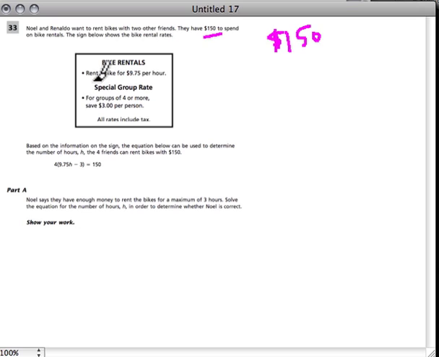Okay, so one bike, you can rent for $9.75 per hour. But the group rate, and this is for groups of 4 or more, you save $3 per person. So it's a special rate. So let's say you had 4 or more people, you would save $3 per person. It's a little unclear. Is that $3 that you save per hour, or you just save $3?